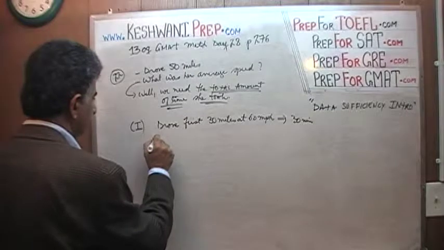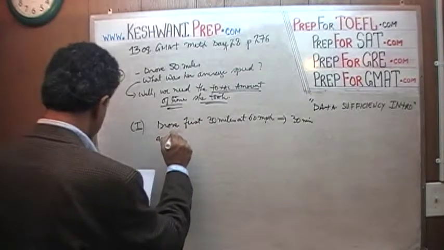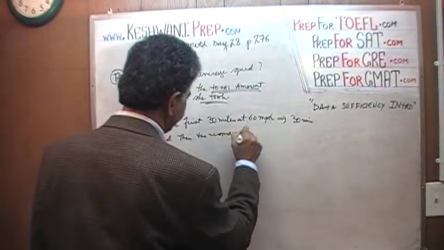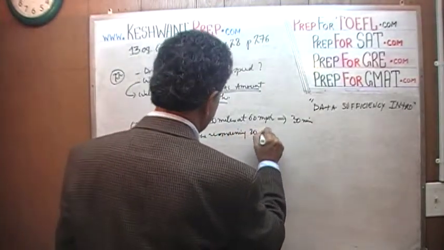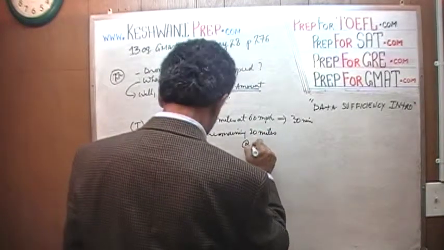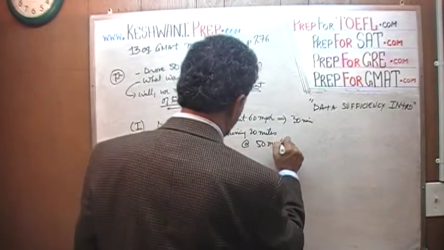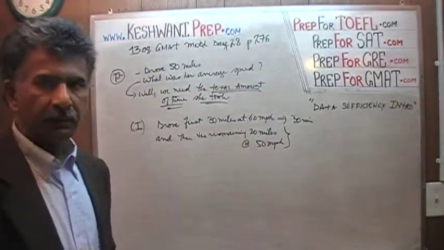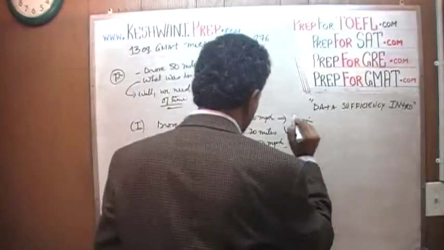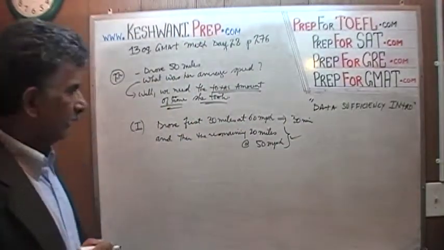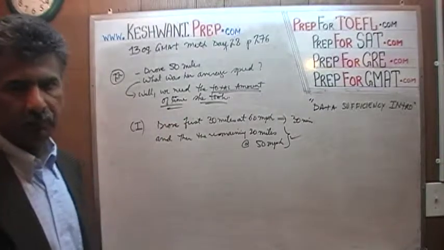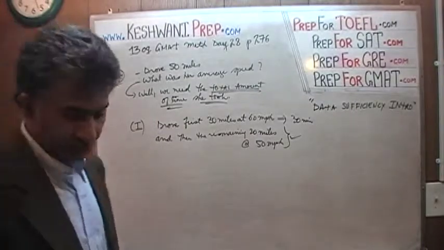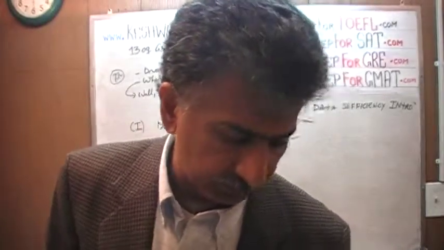And then they go on to tell us that the remaining 20 miles at 50 miles per hour. Again, 20 miles at 50 miles per hour, it is possible to figure out the amount of time it took for the second leg of the journey, and we have the time for the first leg of the journey. So we have the total time, which is what we were looking for. We're not going to actually figure it out because it's not necessary. I did the first part because I couldn't resist it.